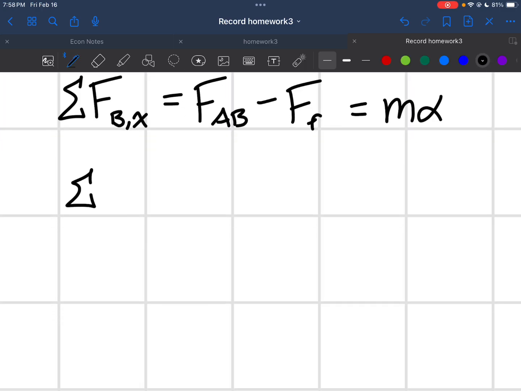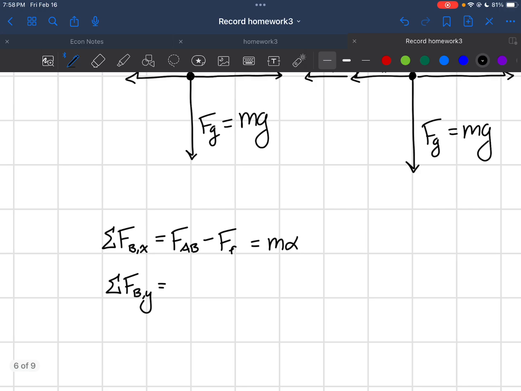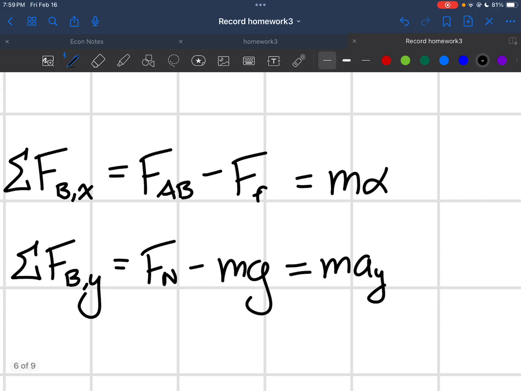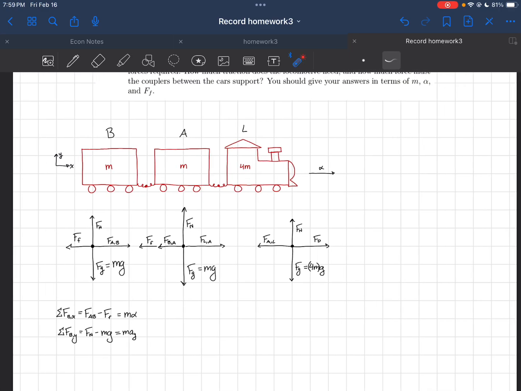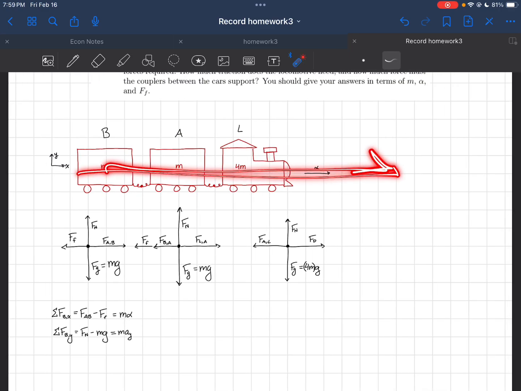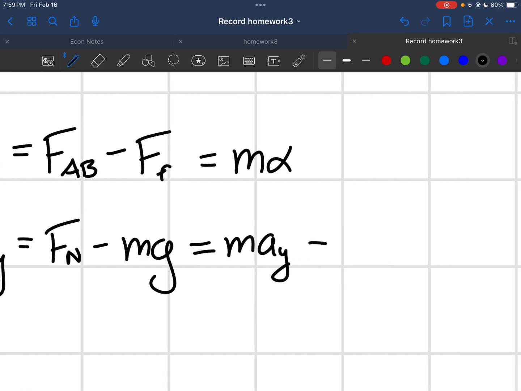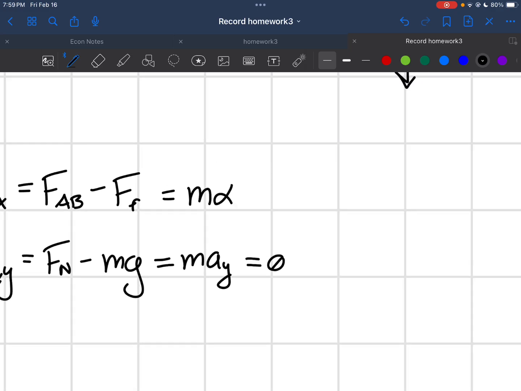Now I can do the same thing, sum of my forces on B in the y direction. And in the y direction, I have my normal force from the ground minus mg from the weight, and that's going to equal my mass times my acceleration in the y. But again, since the train is only accelerating along the track, it's not going to be accelerating in the y direction, so I can just say that's going to equal 0.